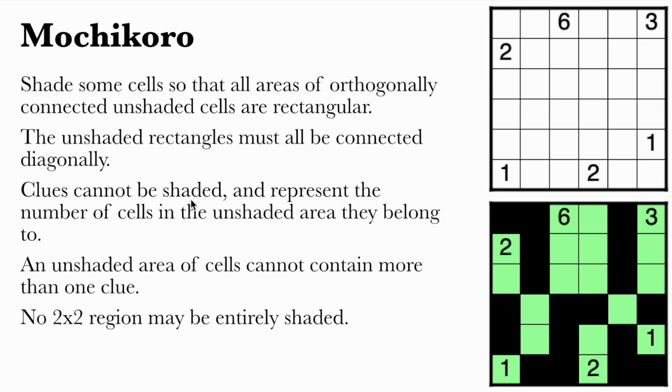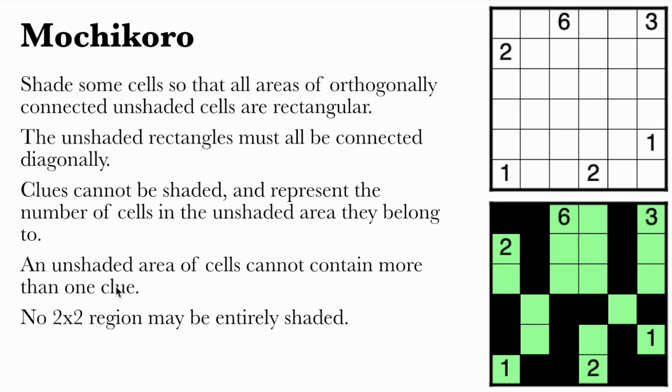Clues cannot be shaded and represent the number of cells in the unshaded area they belong to. So this 6 is telling us that it is in a 6-cell region. An unshaded area of cells cannot contain more than one clue. So if there were another 6 in the grid somewhere, we would know those were two separate regions. You can't have two numbers in a single region.